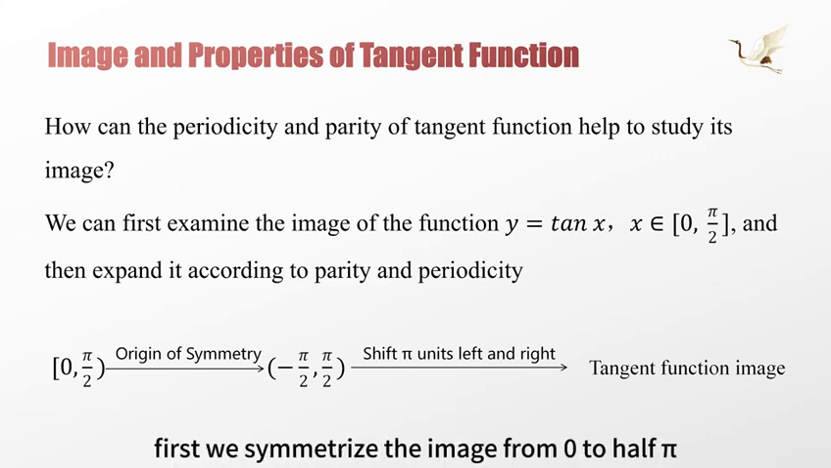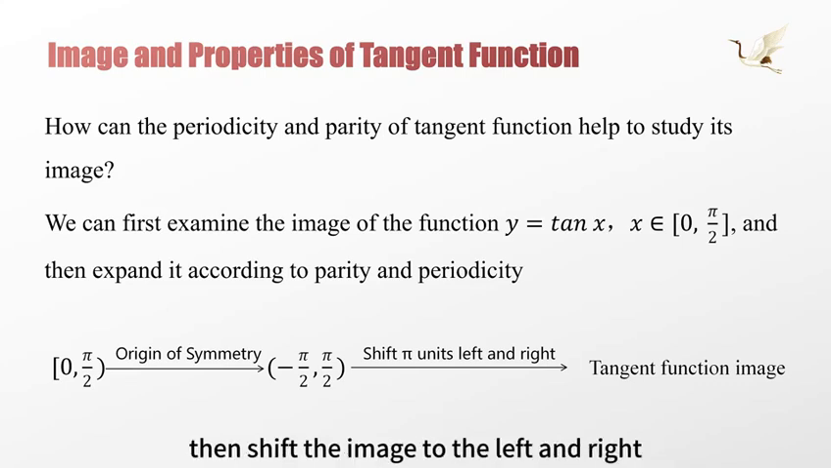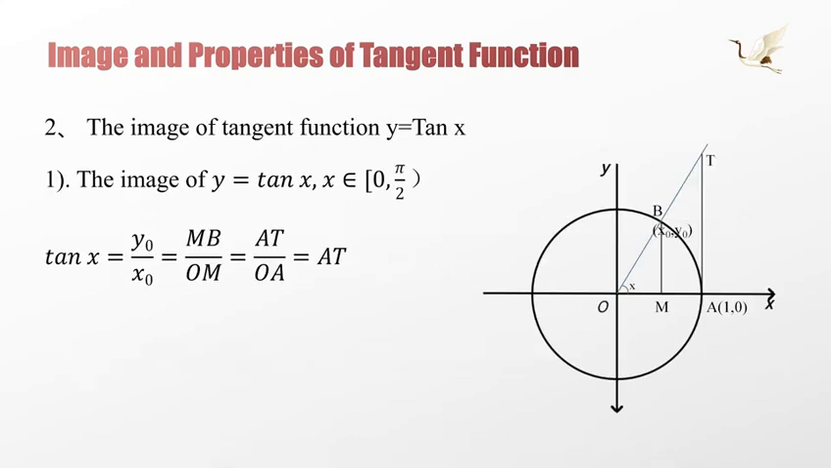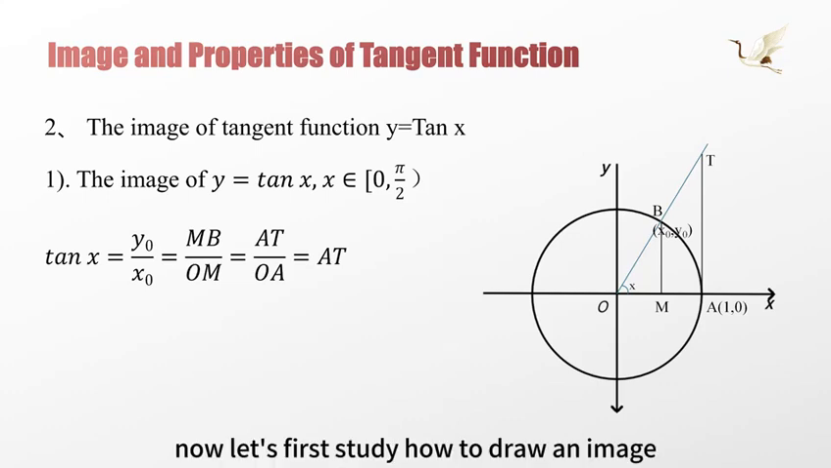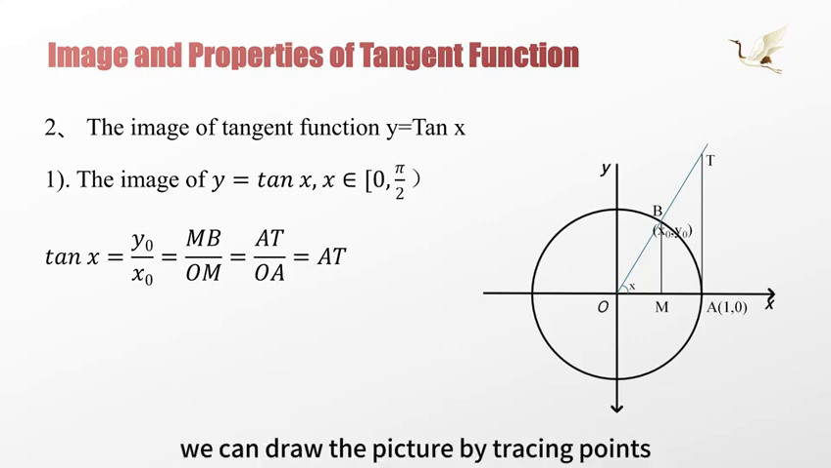First, we reflect the image from 0 to half pi about the origin. You get the image of the interval from negative half pi to half pi. Then shift the image to the left and right, each time by a unit of pi, and you can get the image within the entire domain of the tangent function. Now, let's first study how to draw the image where y equals tangent x and x is between 0 and half pi. We can draw the picture by plotting points.